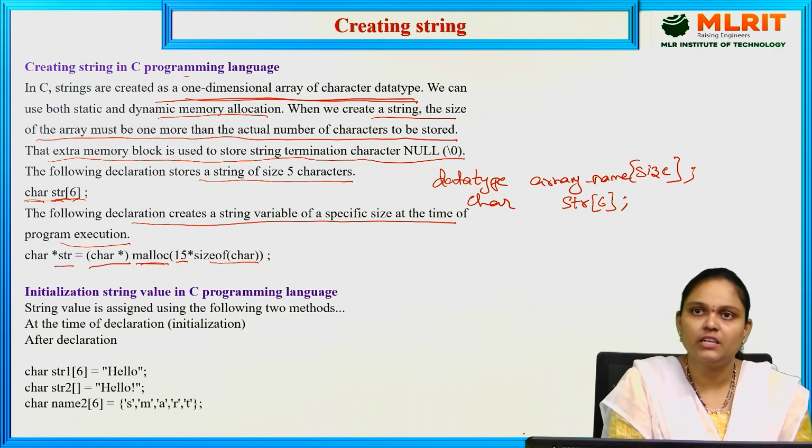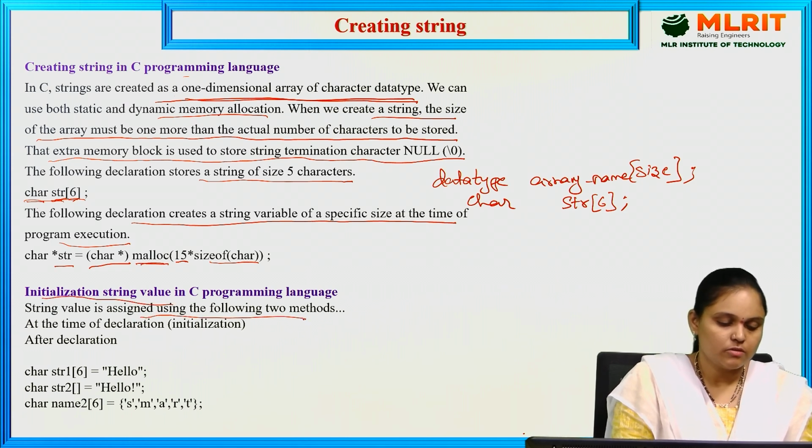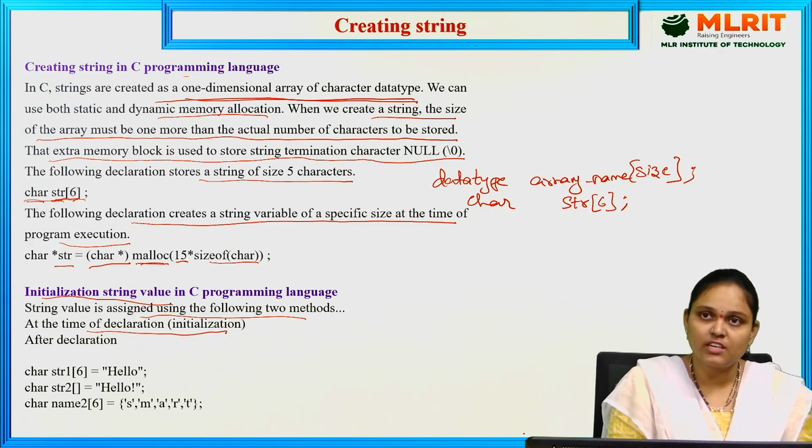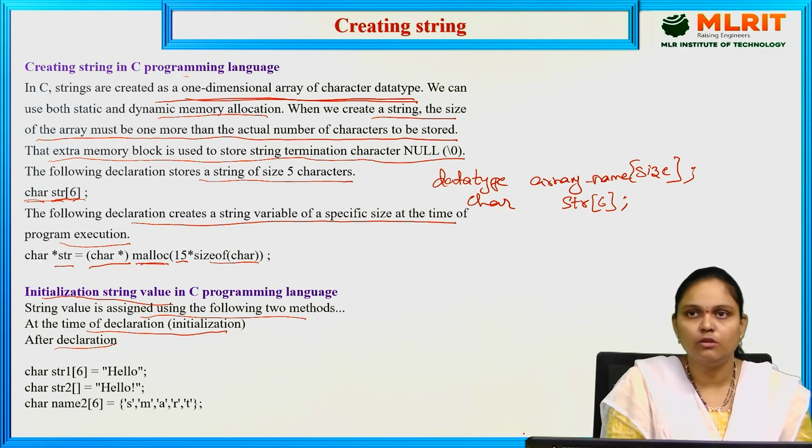So this declaration and the explanation of all these things we have seen in the dynamic memory allocations in the pointers concepts. So next is the initialization of a string. A value is assigned using the following two methods. One is at the time of declaration, and initialization can be done in the same line, or else after declaration also we can do that.